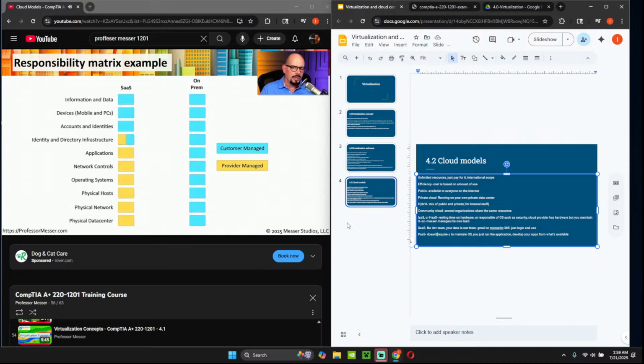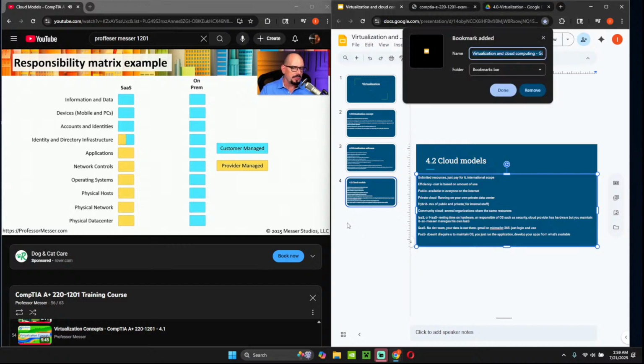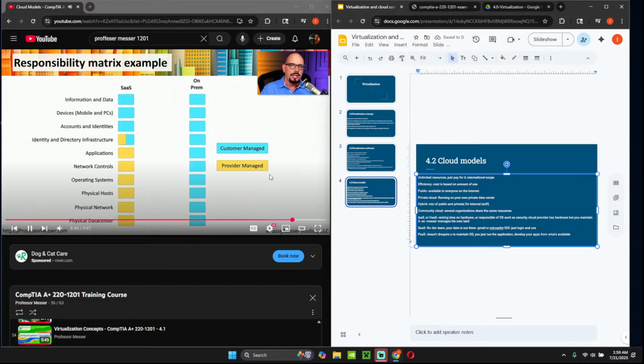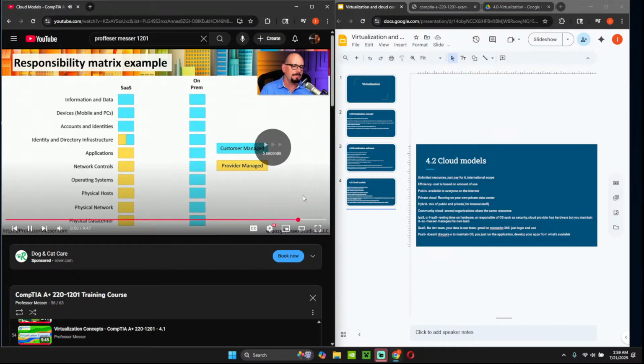Software as a Service is one where the provider is managing a very large amount of that infrastructure, all the way from the physical data center up through the application itself. You as the customer may want to provide some additional identity and directory platform.